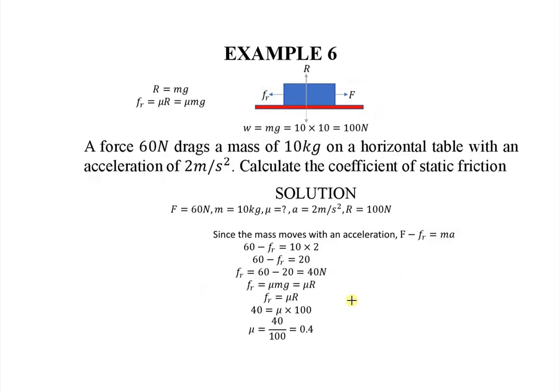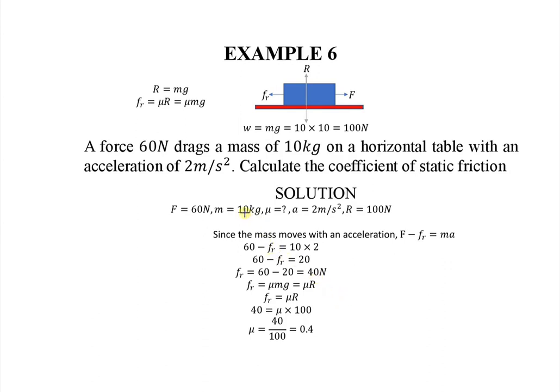Now, example 5. A force of 60 Newton drags a mass of 10 kg on a horizontal table with an acceleration of 2 meters per second square. Calculate the coefficient of static friction. A force of 60 Newton drags a mass. Now, you see that this body moves with an acceleration.